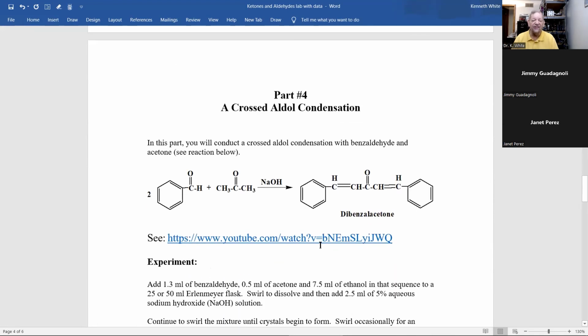All right, let's talk about the last one Dr. White said. This is such a fun reaction to do in the lab. This is called a crossed aldol condensation. What it means by crossed is you have 2 different compounds. This is an aldehyde.